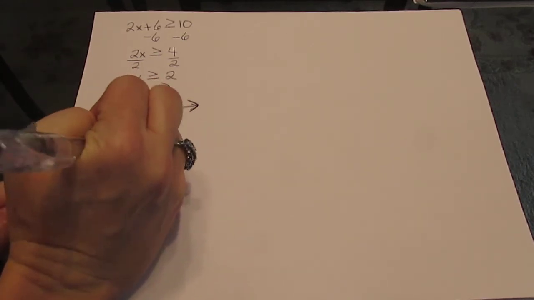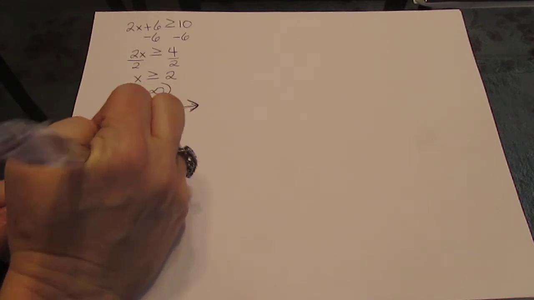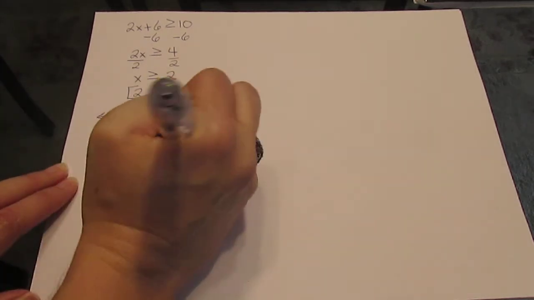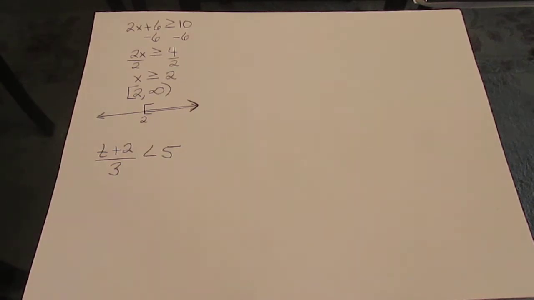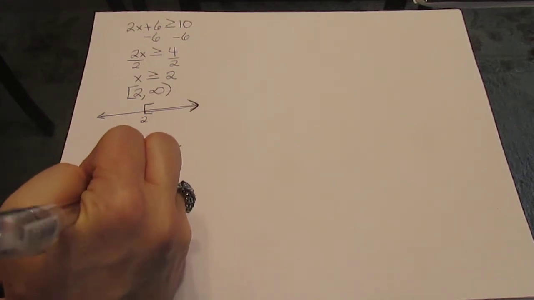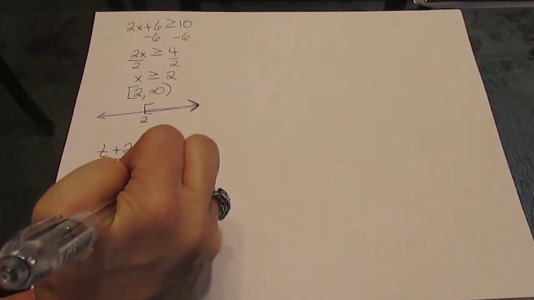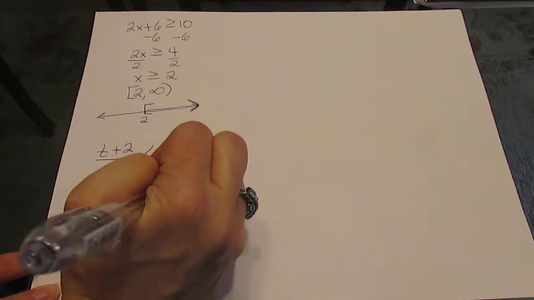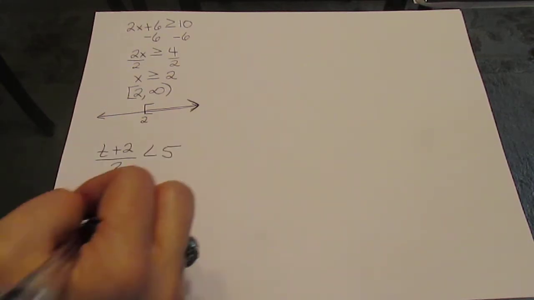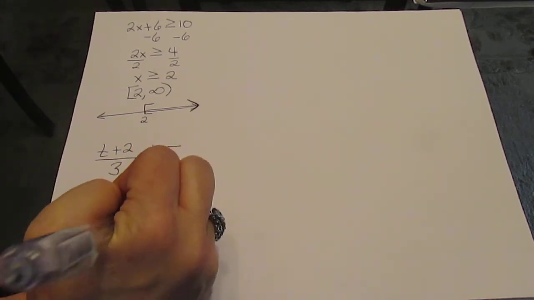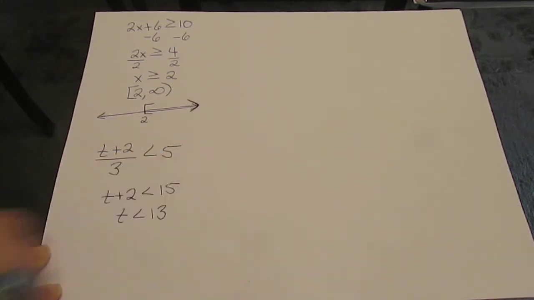t plus 2 over 3 less than 5. Again, we're going to get t by itself. So let's multiply by 3 on both sides. So we'll get t plus 2 is less than 15. And then we just need to subtract 2 from both sides. So we'll get t is less than 13.